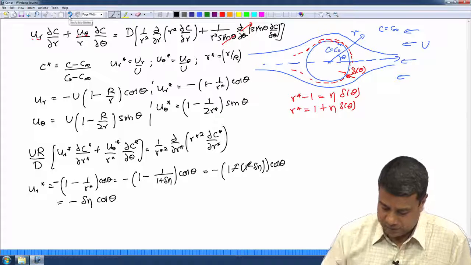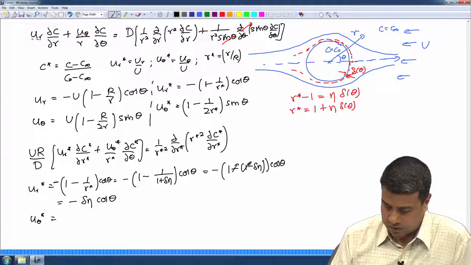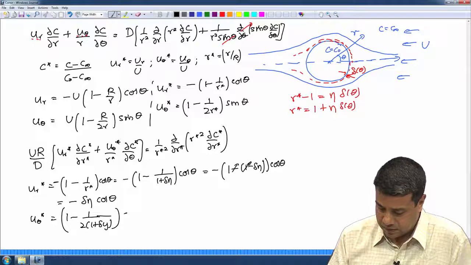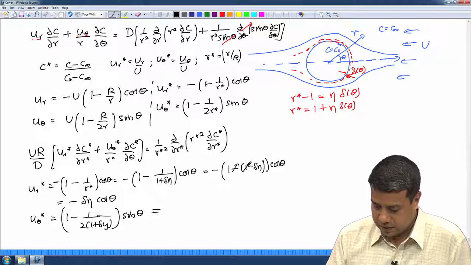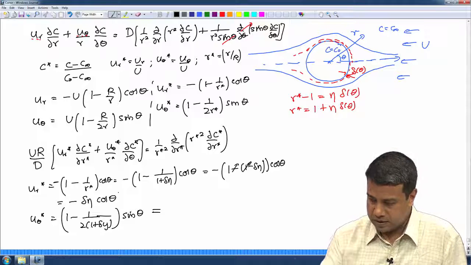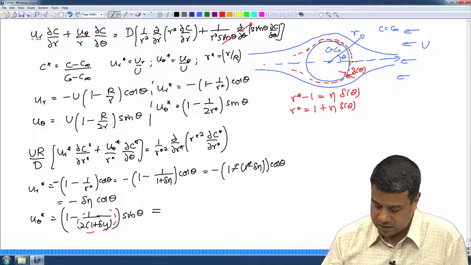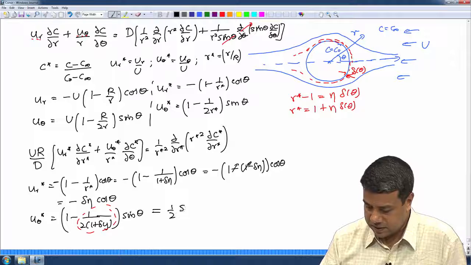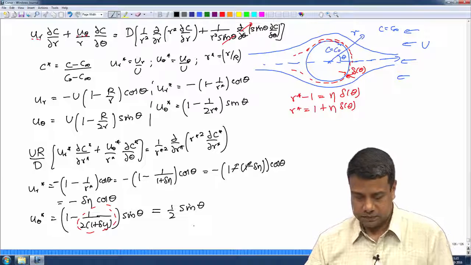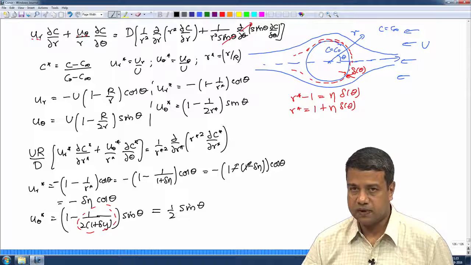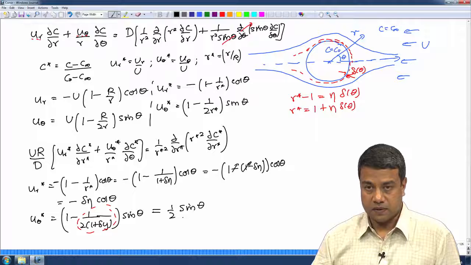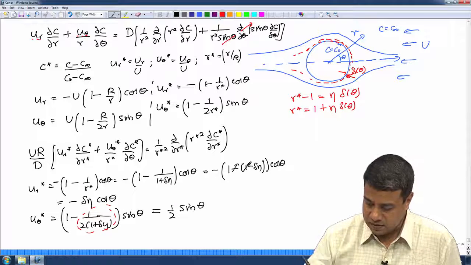Now, the second term u theta is equal to 1 minus 1 by 2 into 1 plus delta eta, into sin theta. This term here goes to a half as delta goes to 0. So, this term just turns out to be half sin theta. So, these are the expressions for u r and u theta close to the surface. Note that u theta is finite now along the surface. U theta is non-zero along the surface.